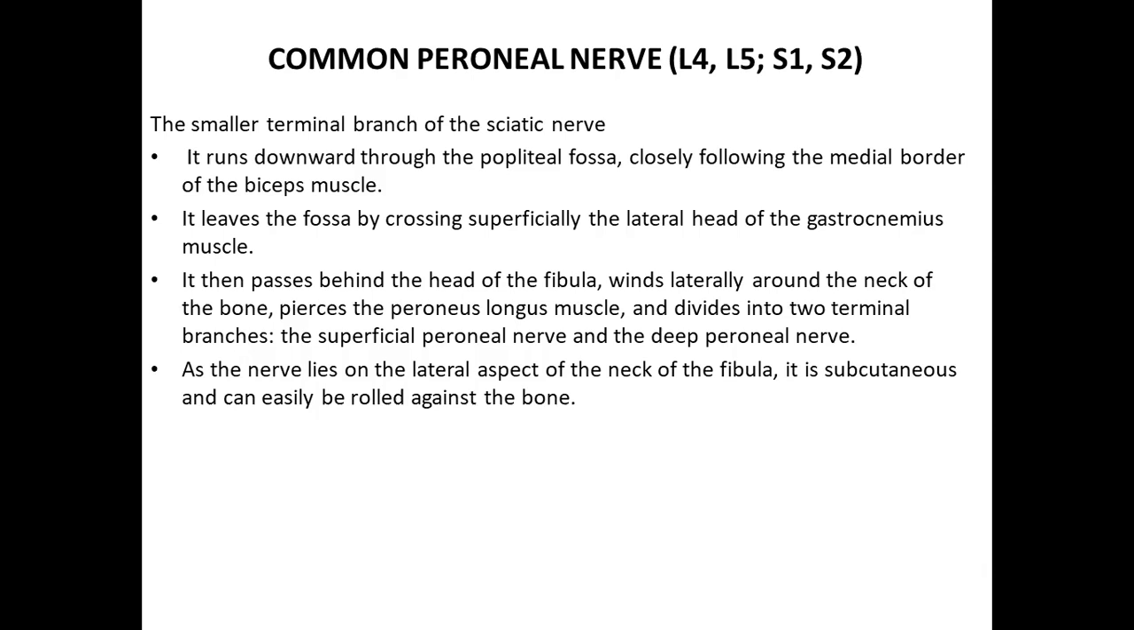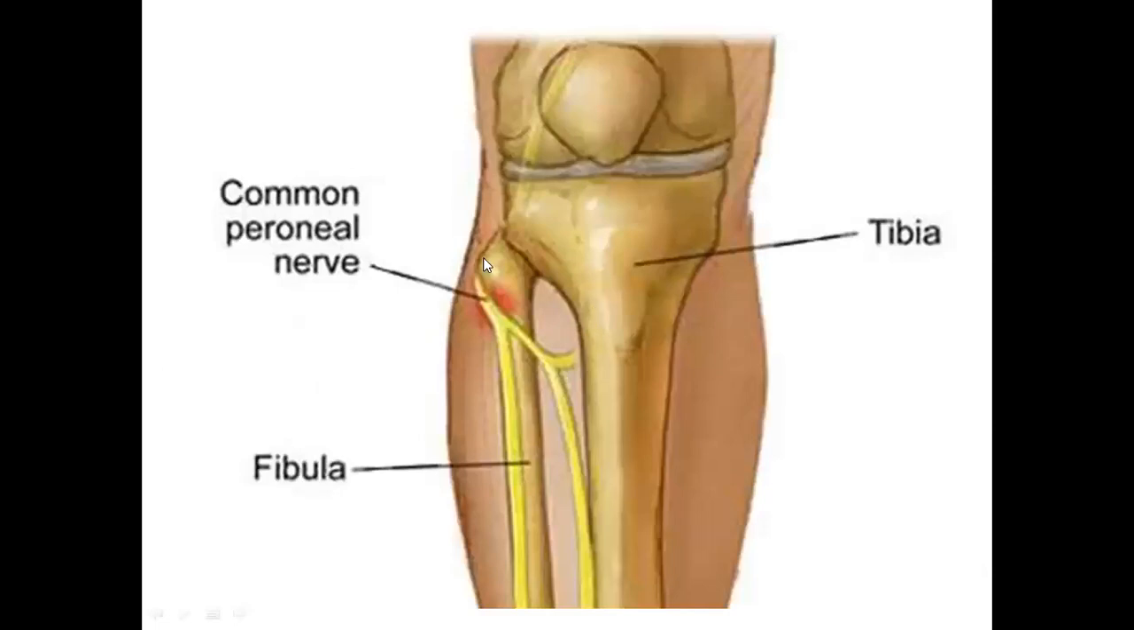As the nerve lies on the lateral aspect of the neck of the fibula, it is subcutaneous and can be easily rolled against the bone. This is clinically important. So here you can see you can roll it against the head of the fibula.